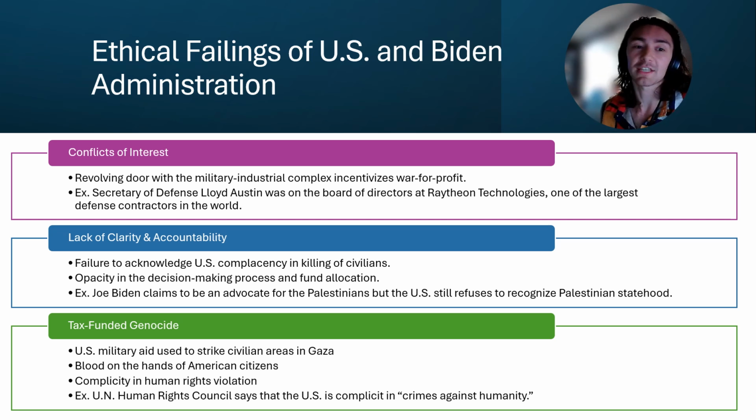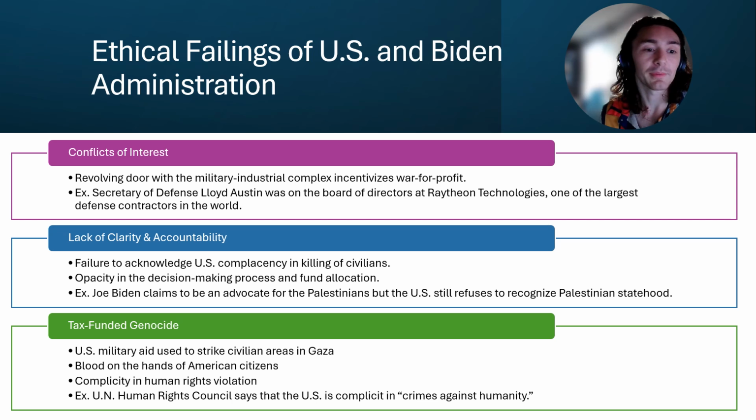For example, the Secretary of Defense right now for the Biden administration, Lloyd Austin, was literally on the board of directors at Raytheon Technologies right before he became the Secretary of Defense, which is one of the biggest defense contractors in the world, and they build tons of weapons for our military and other ones.